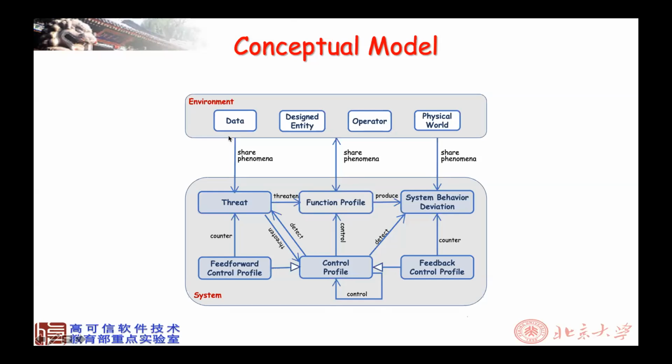So we can build a conceptual model like this one. The environment, some data, some designed entities, some operators, and other things in the physical world have shared phenomena between them. And the data may also have some threats. The function profile is the core system functionality. And the control profile means the feed-forward control and feedback control. Feedback control deals with the system behavior deviation, and the feed-forward control deals with the threats from the outside. So this is a really high level concept model.